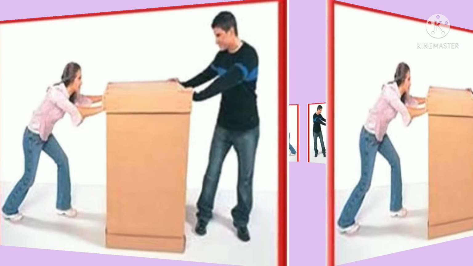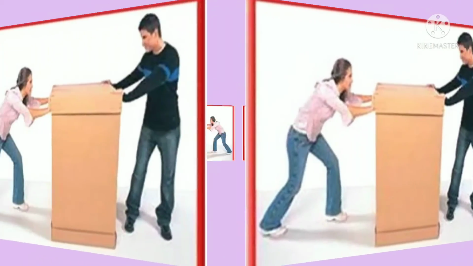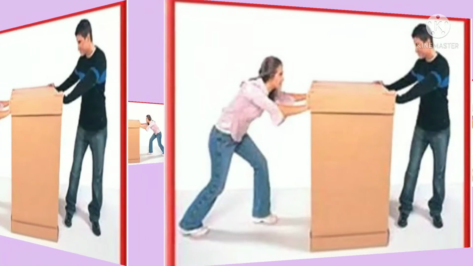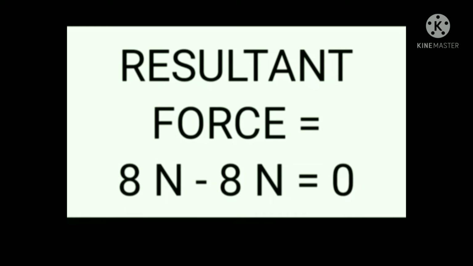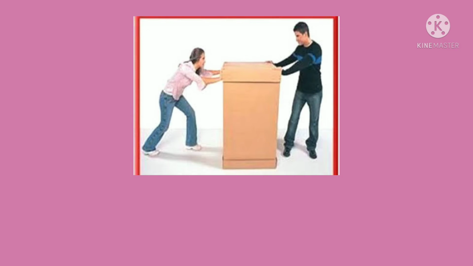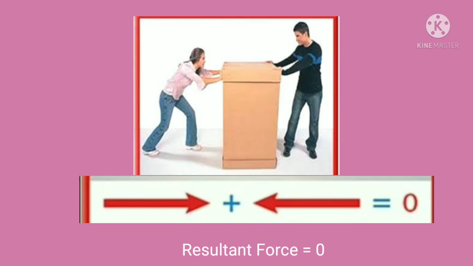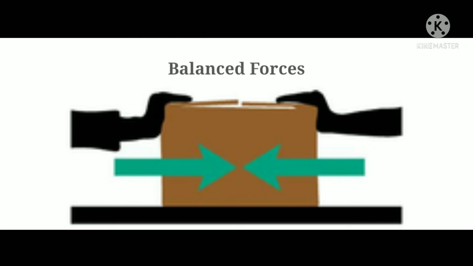When two persons push the box in opposite directions with the magnitude of forces of each 8 Newton, the resultant force will be 8 Newton minus 8 Newton, which is equal to 0. The box will not move. We conclude that when two equal forces act on an object in opposite directions, the resultant force becomes 0 and the object does not move. Such forces are called balanced forces.